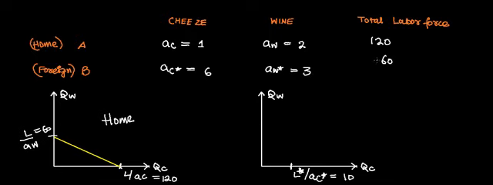And if all units of labor force are employed in wine production, then it will be producing 20 units of wine. So it is L star upon a_LW star, which is 20. And you join them together, and what you get is the production possibility curve for a foreign country.